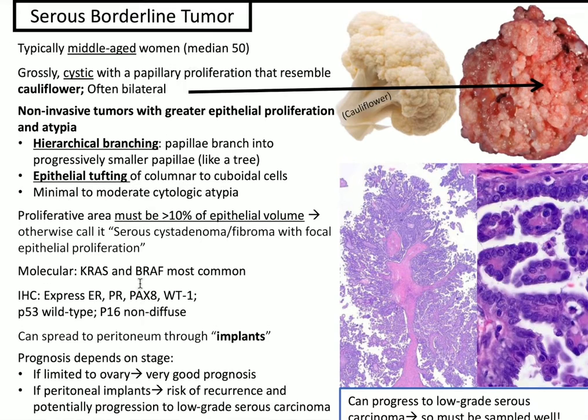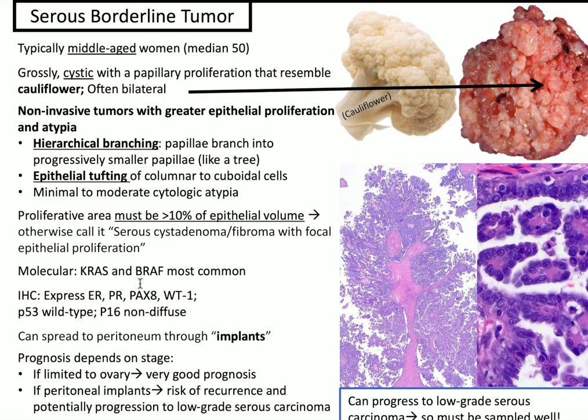Serous borderline tumor. This is seen in your middle-aged woman, typically around 50 years of age. And grossly, it'll be cystic with a papillary proliferation that looks like a cauliflower, often bilateral. It's non-invasive tumors with greater epithelial proliferation and atypia. You'll have hierarchical branching, where the papillae branch into progressively smaller papillae, like a tree, and epithelial tufting of columnar to cuboidal cells, and minimal to moderate cytologic atypia.